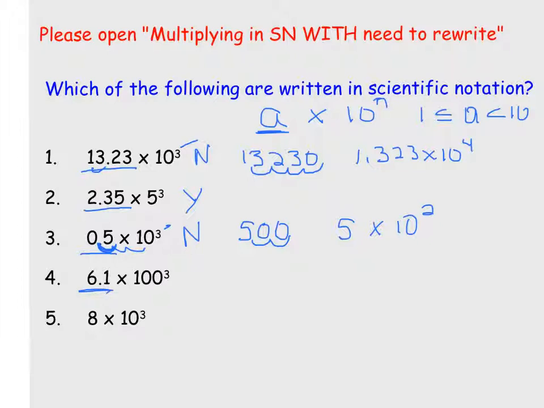Question 4, yes, this part is in scientific notation, but this is not a power of 10. So the 6.1 could stay the same, but 10 to the third is like 10 to the 4th. And question 5, yes, this is in scientific notation. That part of it is because it's between 1 and 10, and this is a power of 10. So that is a yes.